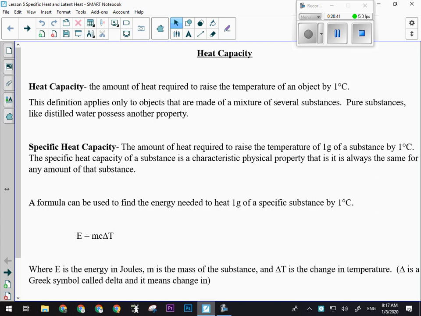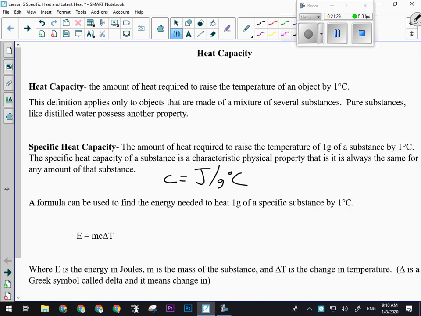In the same way that solubility is a physical property, and things like that from back in the chemistry unit. Specific heat capacity is a physical property of each material, and it is the amount of heat in joules required to raise the temperature of 1 gram of a specific substance by 1 degree Celsius. So the units for specific heat capacity are joules per gram degree Celsius, because it's the amount of joules needed to heat 1 gram by 1 degree Celsius.